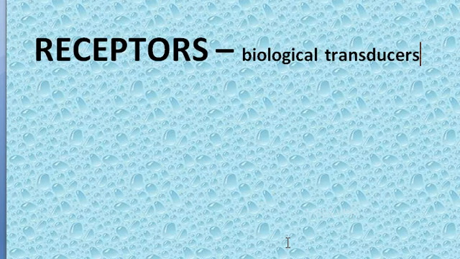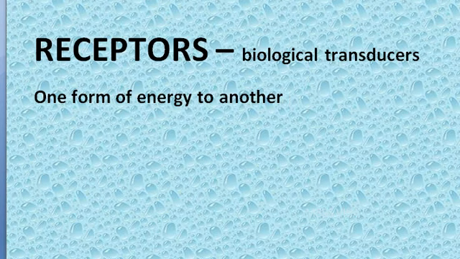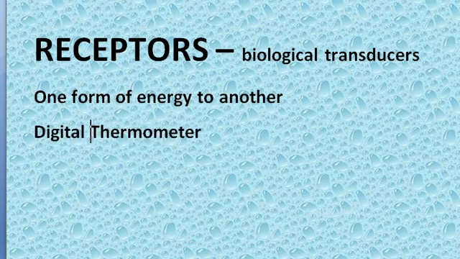What do you mean by transducer? It's a very electronic term. It converts one form of energy to another form of energy. Like a thermometer, if you have a digital thermometer, that would convert temperature into a digital signal and display it, correct? A digital one. Fine. I'm saying that is a transducer.